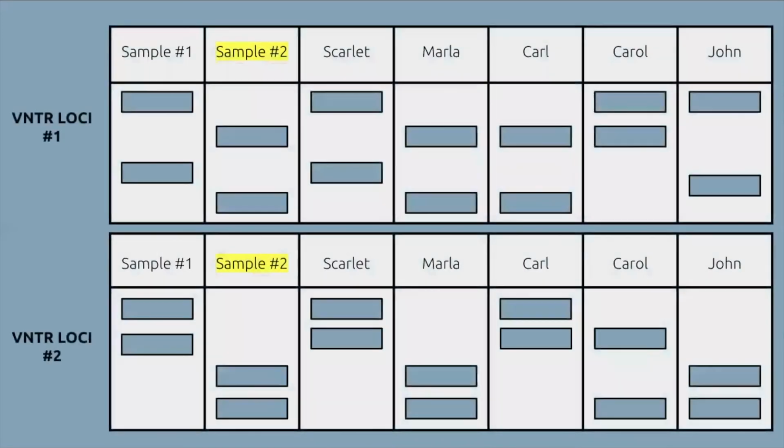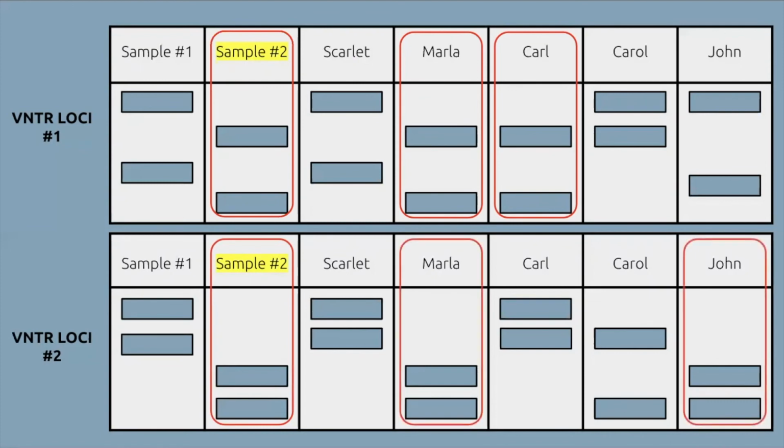Next, we will look at sample number 2. At loci number 1, we can see that both Marla and Carl are perfect matches, while Carol, John, and Scarlett do not match. At loci number 2, we can see that Marla and John match perfectly, while Carl, Carol, and Scarlett do not. From this, we now know that Marla Wright matches DNA sample number 2.